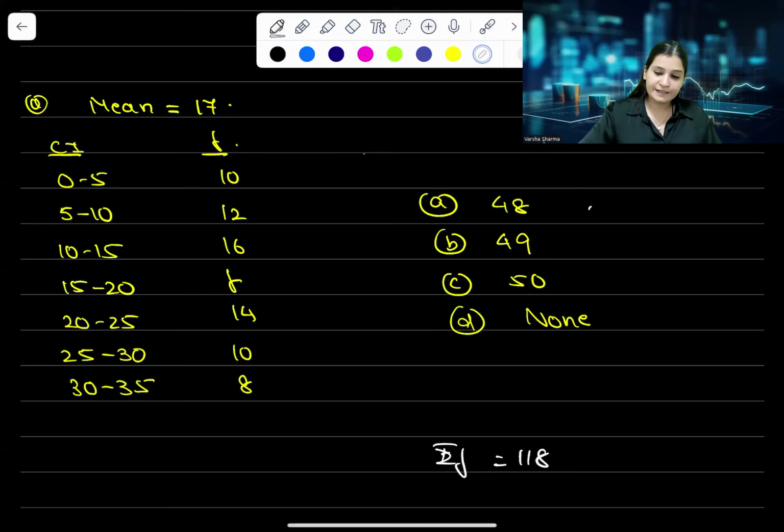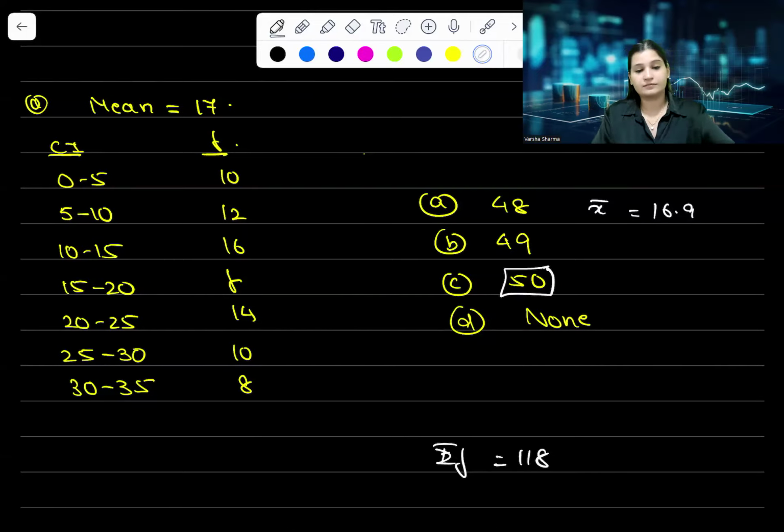If we take 48, then the mean is 16.9. The answer is 50. You get exactly 17. The answer is 50.